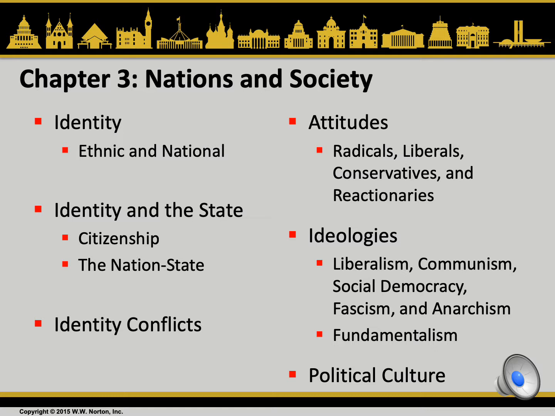Identity, identity in the state, the concept of the nation state, conflict that's born from these conditions, these types of issues. And then we'll take a look at attitudes and ideologies, and then finally political culture. All of this helping to shape, or at some point impacting the shape of, government, political institutions, and even the state as a political institution as well.